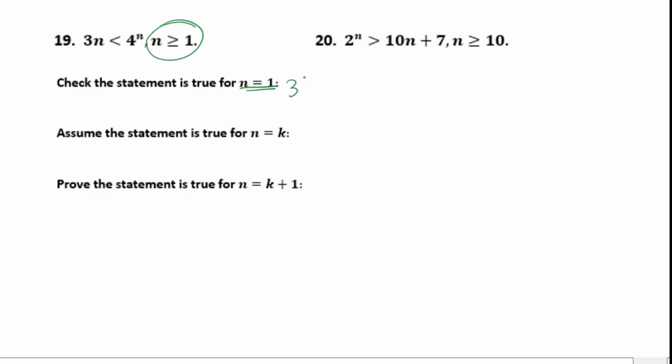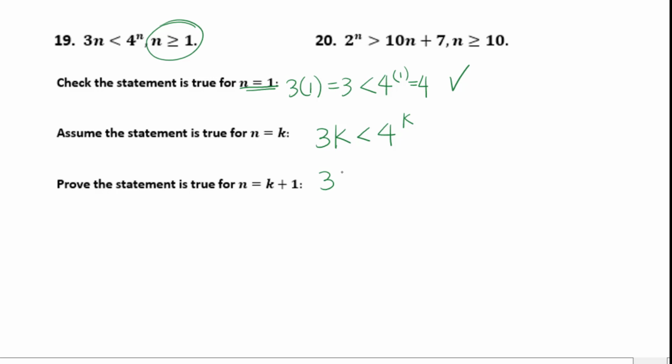We have 3 times 1 equal to 3, less than 4 to the first power. This is equal to 4. So this is true. Assume the statement is true for n equals k, which means 3k less than 4 to the k's power. Prove the statement is true for n equals k plus 1.